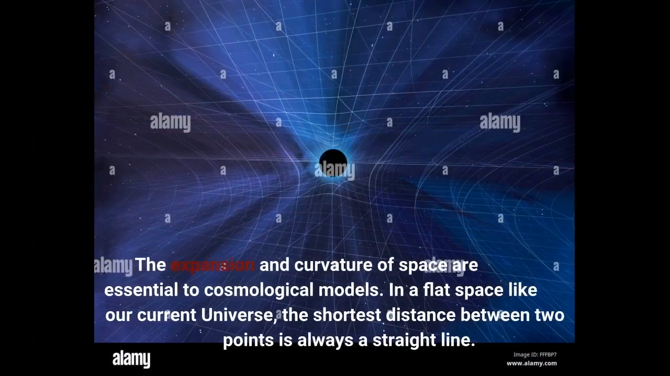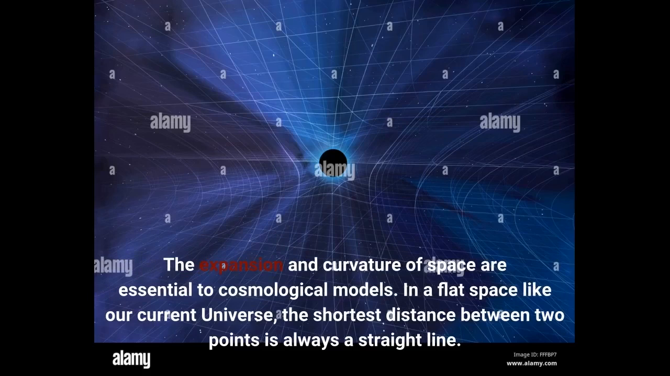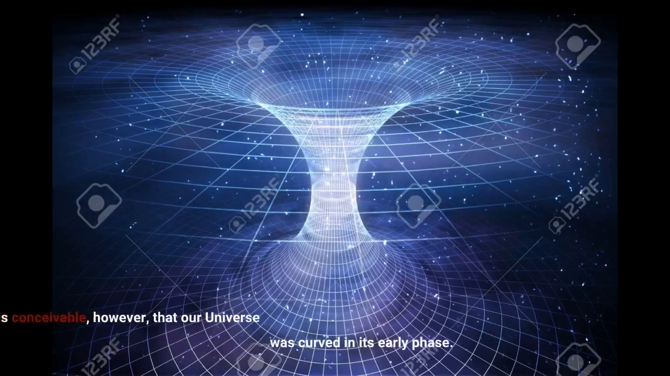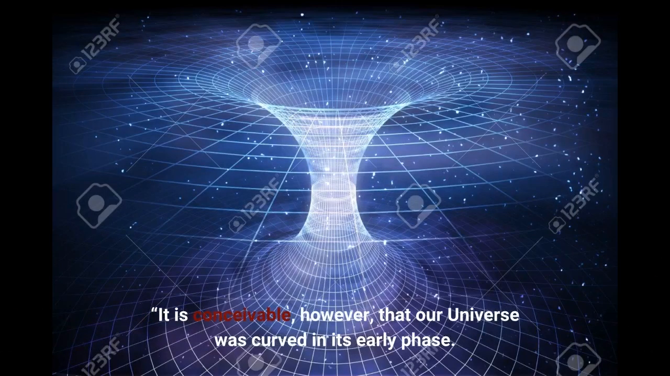The expansion and curvature of space are essential to cosmological models. In a flat space like our current universe, the shortest distance between 2 points is always a straight line. It is conceivable, however, that our universe was curved in its early phase.